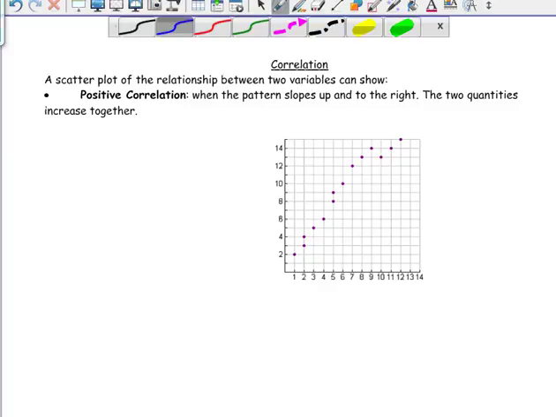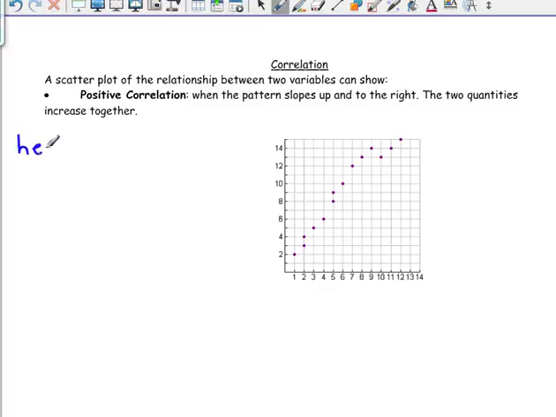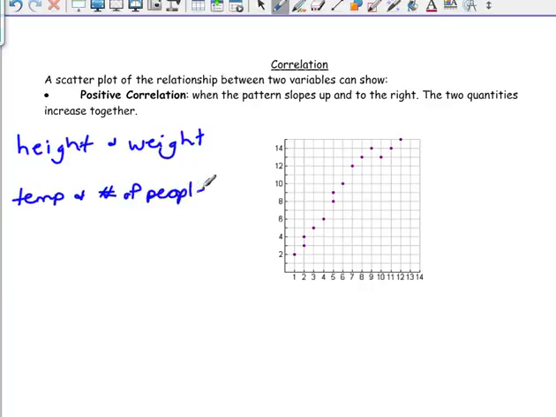Some examples could be, for example, height and weight. Usually, as people get taller, they weigh more. Another example could be temperature and number of people swimming. As it gets hotter outside, more people swim. Likewise, as it gets colder outside, less people swim. So in that case, they're both going down, but that's still positive correlation.